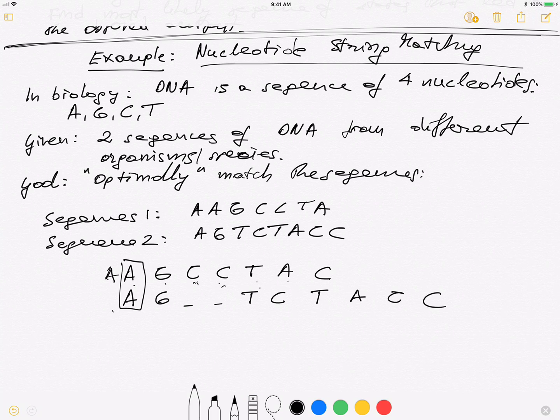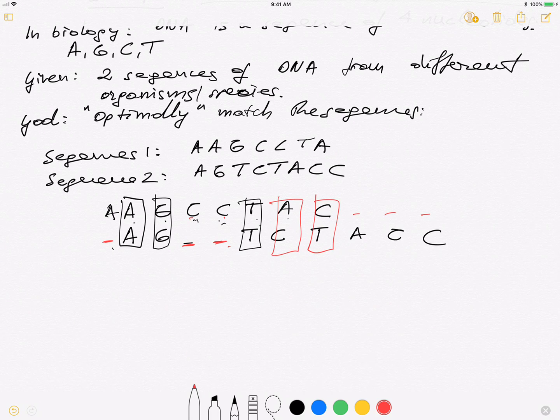So these 2 symbols match, and these 2 symbols match, and these 2 symbols match, but this pair of symbols and this pair of symbols don't match. Here I had to insert spaces, so these 2 are not matched with any symbol in this second sequence. And at the beginning and at the end, I also have unmatching symbols. So this is one possible way to match these two sequences. And I can evaluate how good or how bad the matching is.